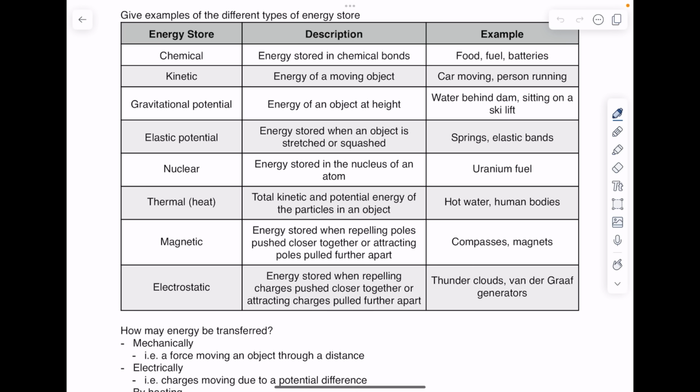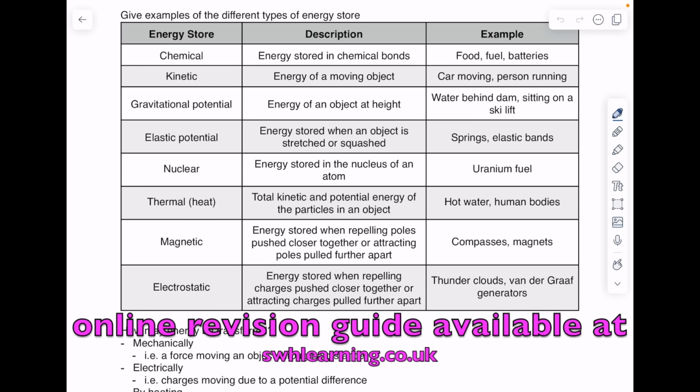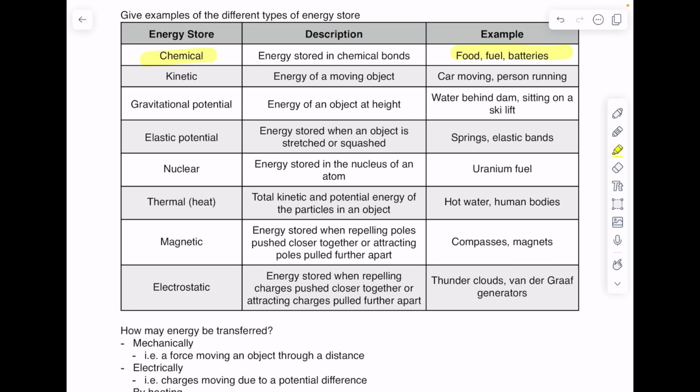Let's go through all the different types of energy store. So your chemical energy store is what's found in things like food, fuel and batteries. A car obviously uses up its chemical store as it burns through its fuel. Kinetic energy is all to do with moving objects, so a car moving along the road, a person running. Gravitational potential is to do with objects being at height. They gain a gravitational potential store.